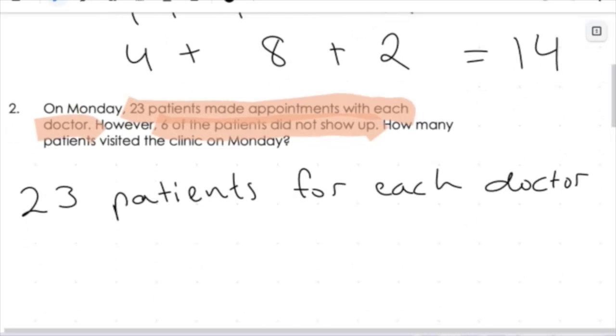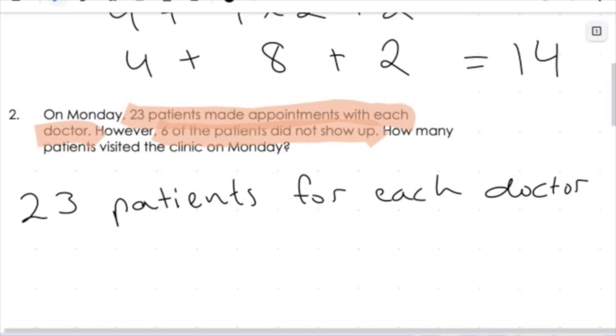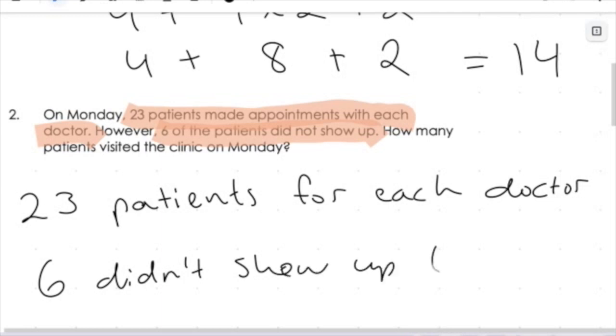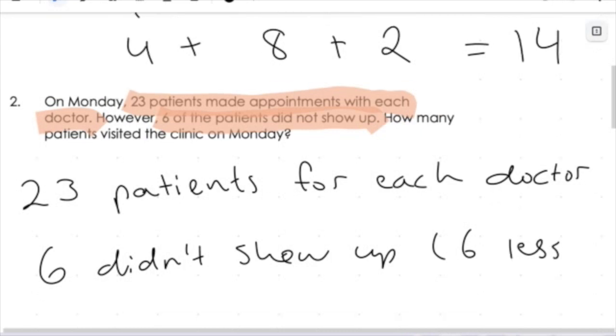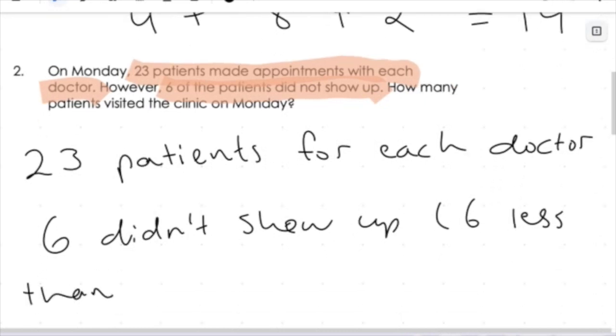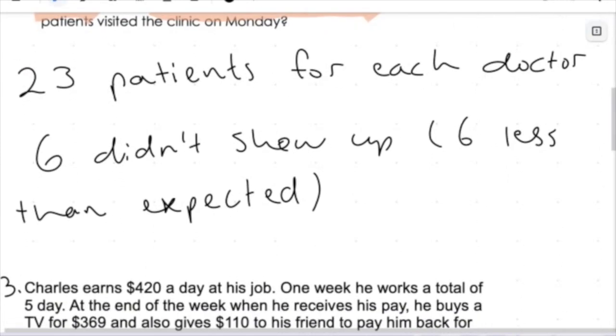So that means we have 6 less patients than we were expecting. Because if they didn't show up, they actually weren't there. So we have the people that made the appointments, these 23 patients for each doctor, but 6 did not show up. So let's actually write that down. So 6 didn't show up. Or in other words, we have 6 less than expected.